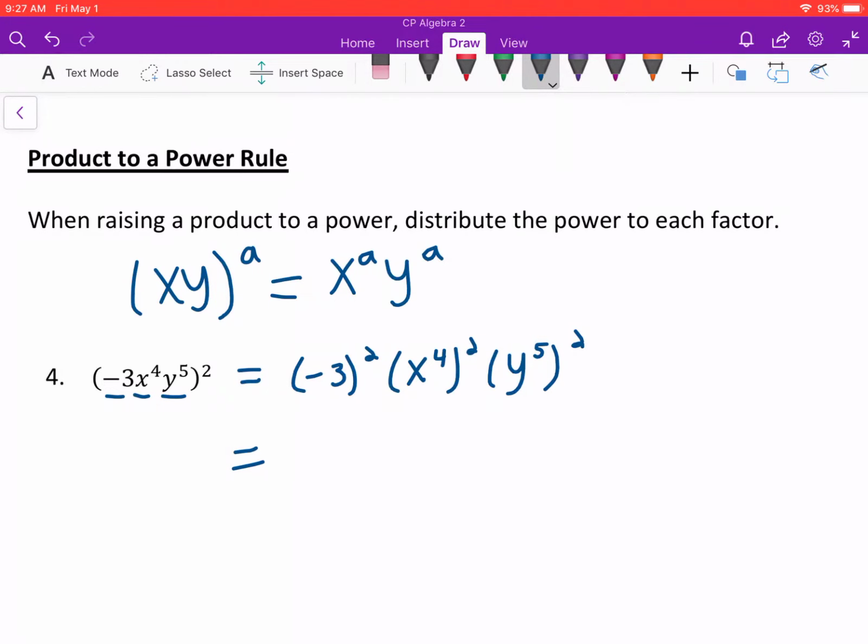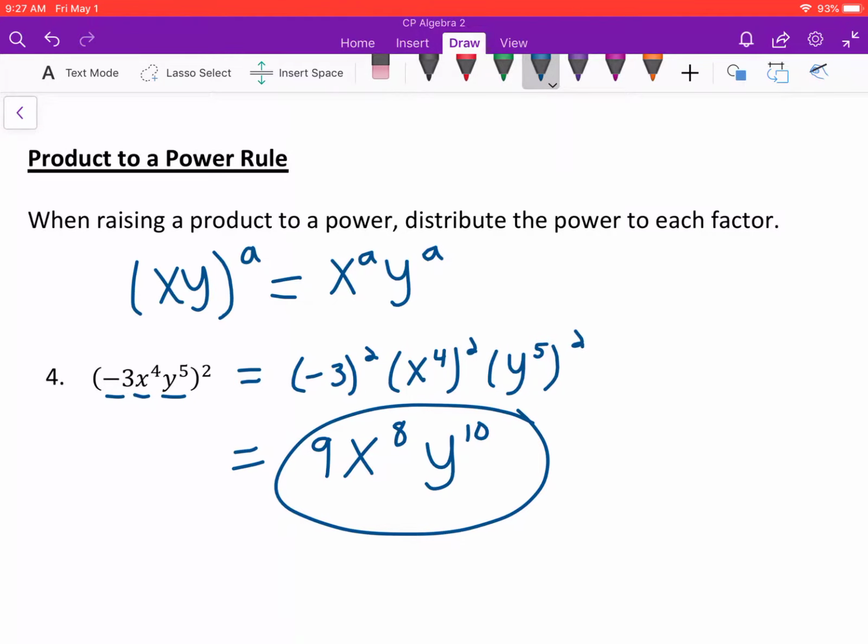So negative 3 squared is going to give me a positive 9. x to the 4th squared, if you remember in that power to a power rule that we just discussed, we actually would multiply those exponents. So that's going to be x to the power of 4 times 2, which is 8, and y to the power of 5 times 2, which is 10. So my answer is 9x to the 8th, y to the 10th.